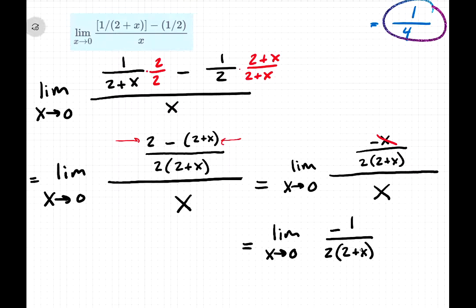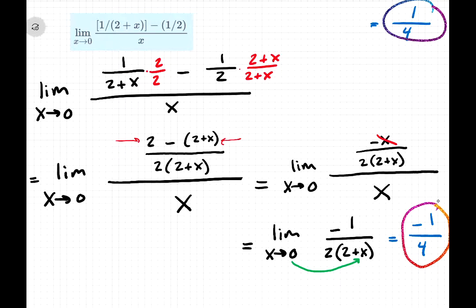So remember, you want to directly substitute in a limit value as soon as you can. And at this point, there's no issue with plugging in a 0 for x. If x is equal to 0 at this step, we have negative 1 on top. 2 times 2 plus 0, 2 times 2 is 4. So, negative 1/4.